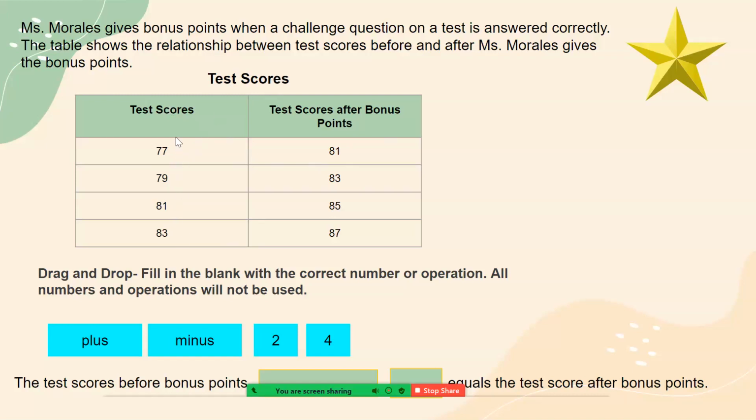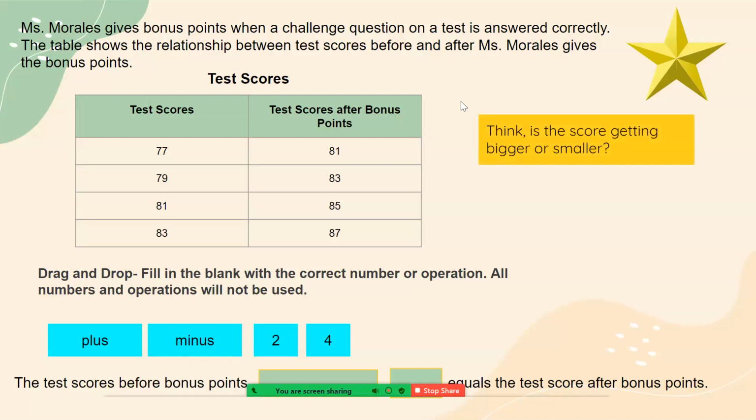I'm noticing it's about test scores. Here are the test scores. Oh, so we have some C's and some B's. And after the bonus points, we have all B's. That's interesting. So our bonus points should obviously be higher. That score with bonus points should be higher than the test score that was original. So this will be a drag and drop where students will have to choose plus or minus 2 or 4 to put in those rectangles. But before we do that, here's how we try to teach it.